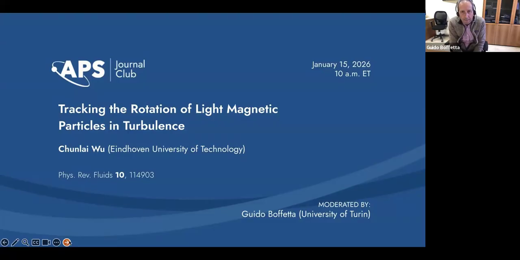So the talk of today is based on an editorial suggestion paper published in Physical Review Fluids in November. And the paper is by Chunlai Wu from the Eindhoven University of Technology, together with Rudi Kuhner, Ziki Wang, Sander De Witt, Federico Toschi, and Herman Klerks. And the title is Tracking the Rotation of Light Magnetic Particles in Turbulence.